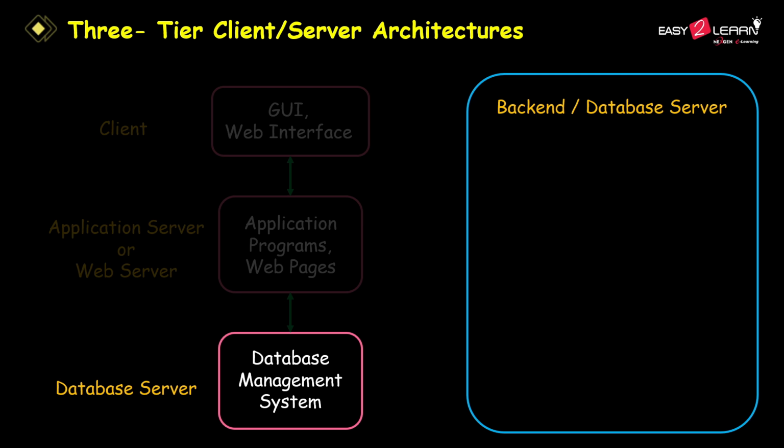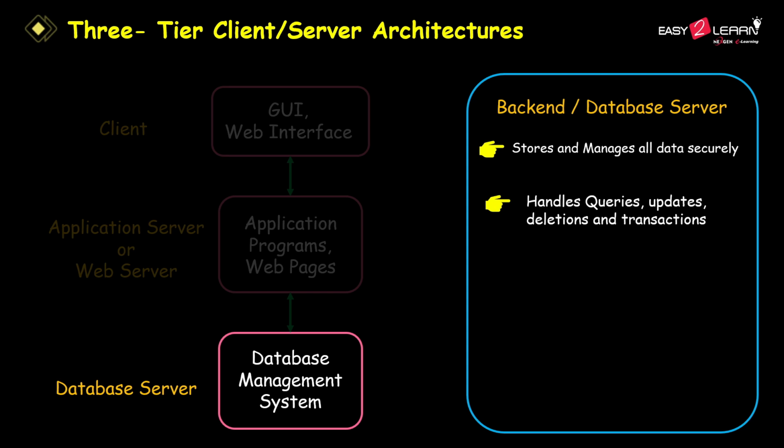Let's see the roles of the database tier. It stores and manages all data securely, and handles queries, updates, deletions, and transactions. It interacts only with the application tier, and does not directly interact with the users. For example, if you check your bank balance, this tier retrieves the stored balance from the database and sends it to the application tier, which then displays it on your screen.